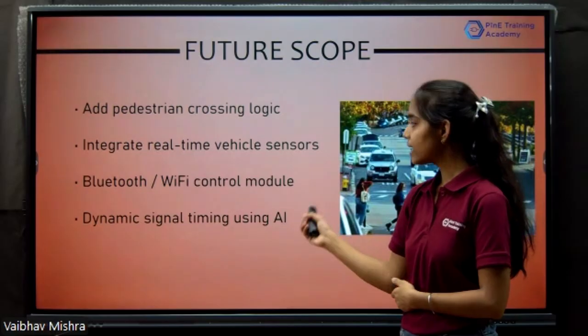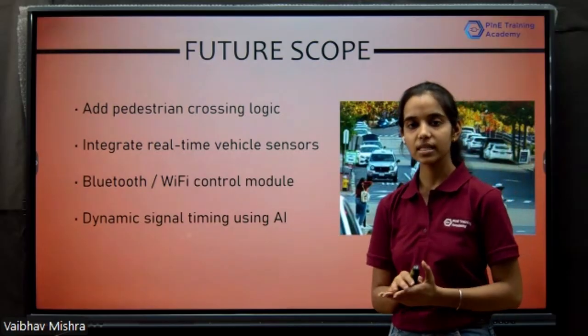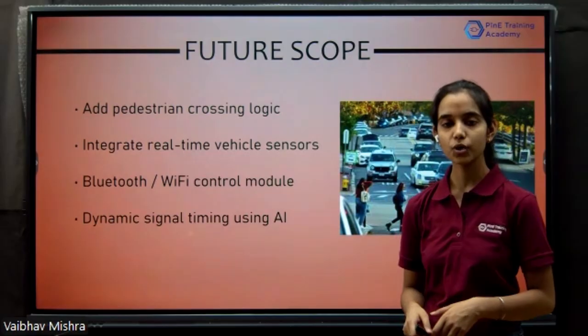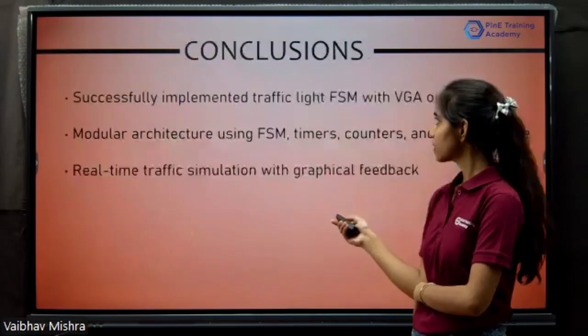And then we can adjust the timers of that direction. Dynamic signal timing using AI, which is similar to traffic sensors. Basically, we can use AI for controlling, and we don't have to monitor it all the time.